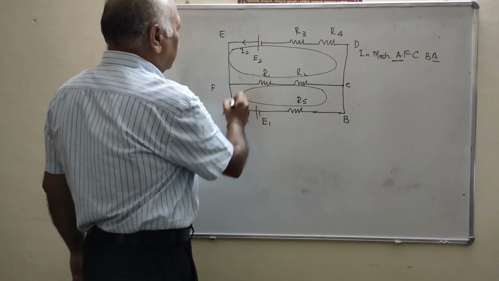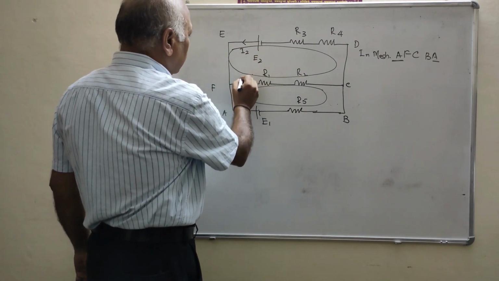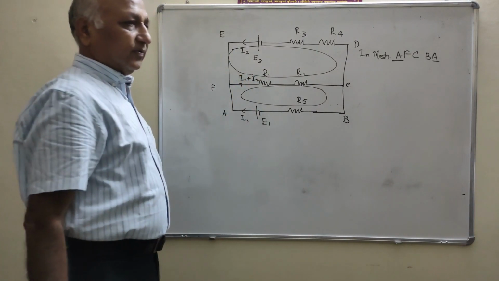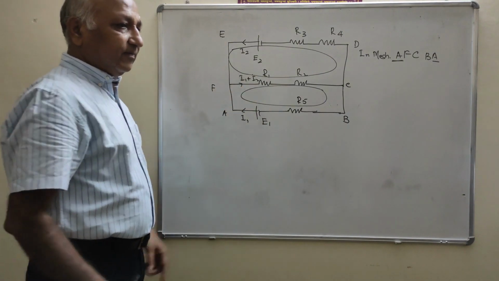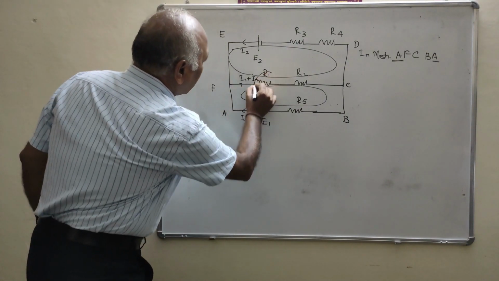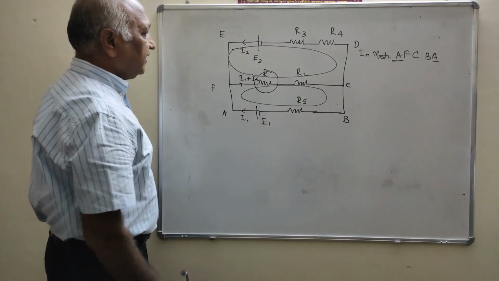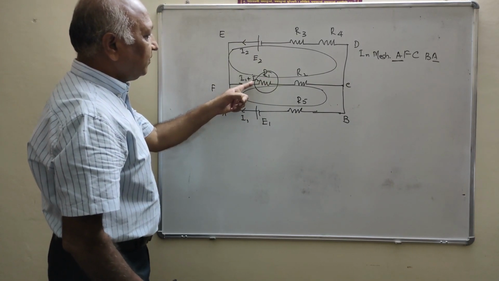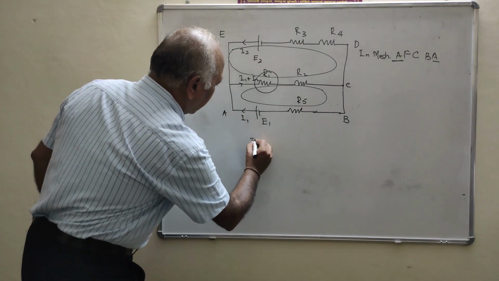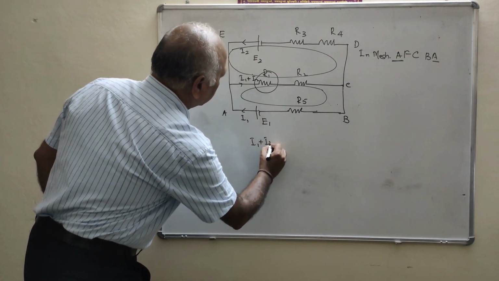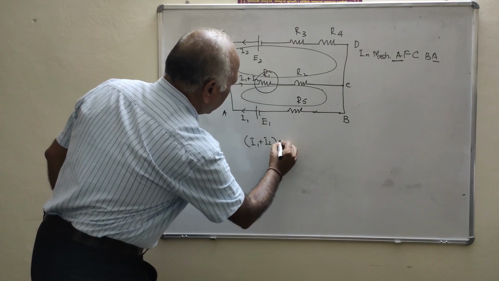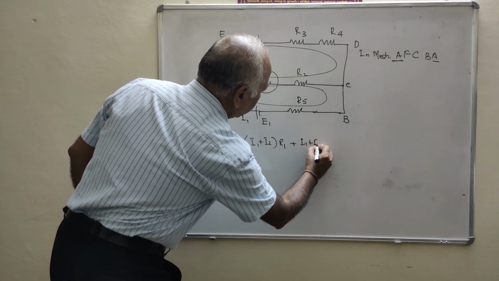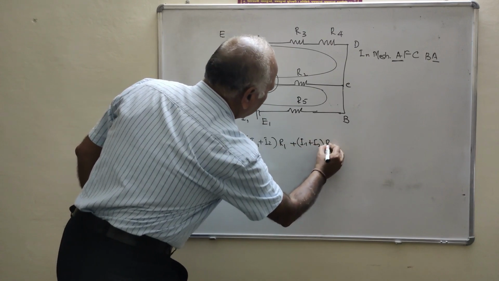This is the I1, this is the I2. Then what is this? This current is the I1 plus I2. Now we will see what is the drop in this. What is the V? That is equal to IR. In the R1, the current flowing is I1 plus I2. That means (I1 plus I2) into R1 plus (I1 plus I2) into R2.